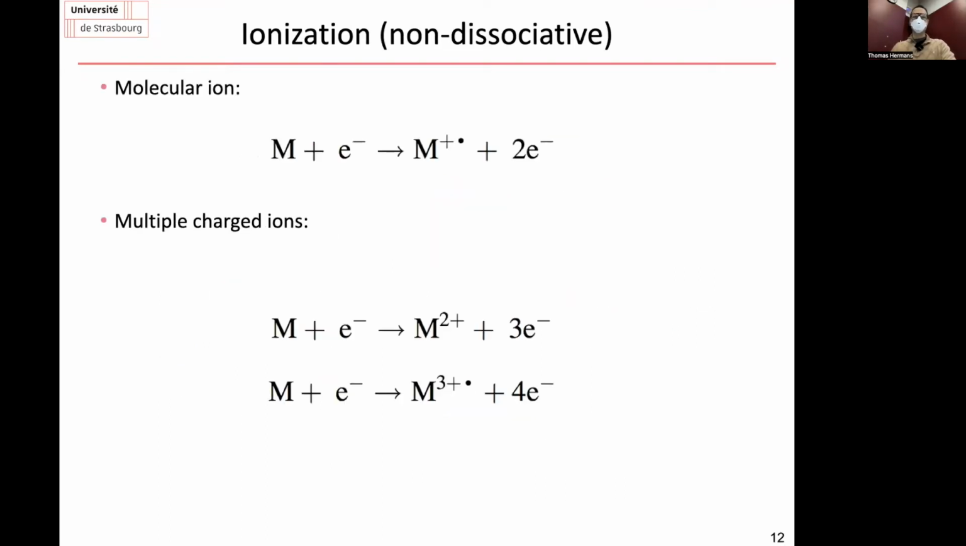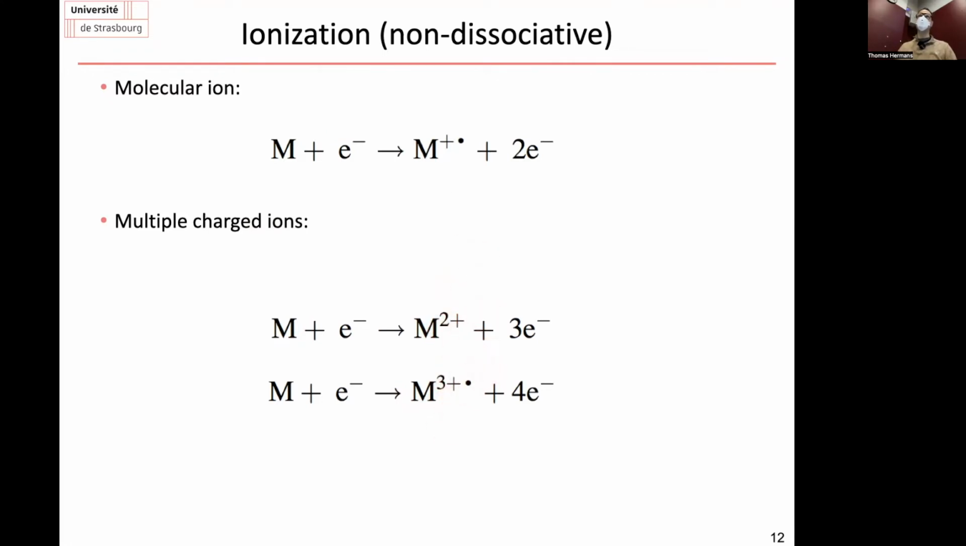But the main result is, I have my molecule, I add an electron, and I kick out the original electron and one more electron, and I get this radical cation. This just means one electron has been stolen from the molecule. But you can also have multiple charged ions.